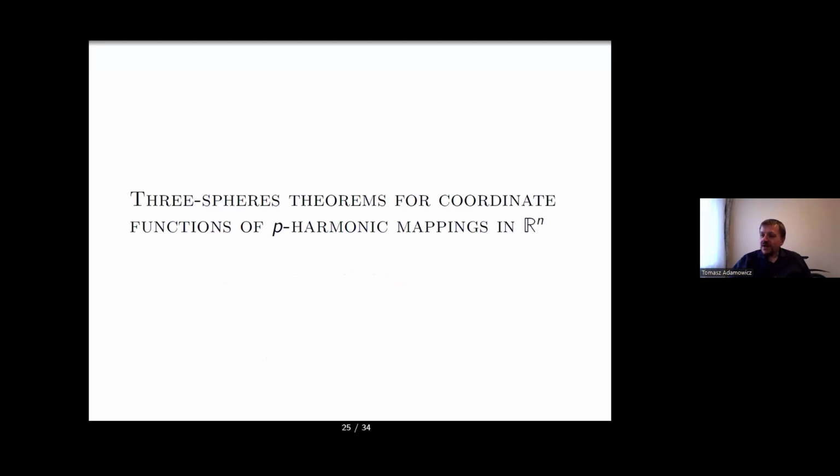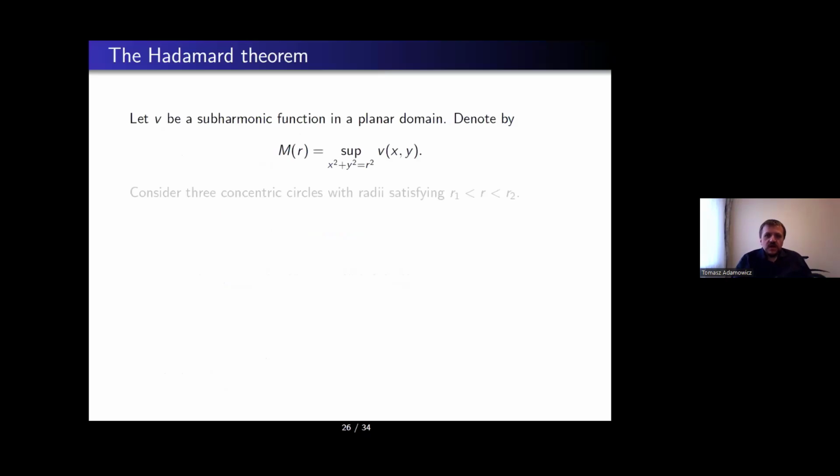So in the last part of my presentation, we return to the setting of p-harmonic mappings, this time in the Euclidean setting of Rn spaces, and would like to see if we can have three spheres theorems for coordinate functions of p-harmonic mappings. But let's begin with recalling some history.